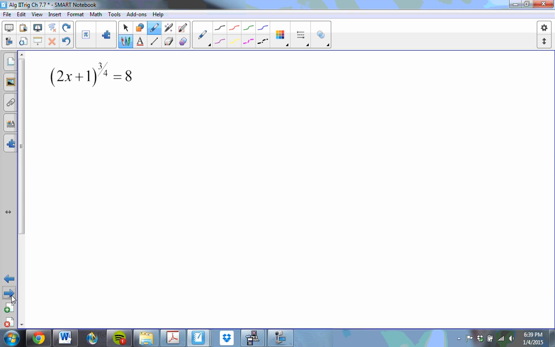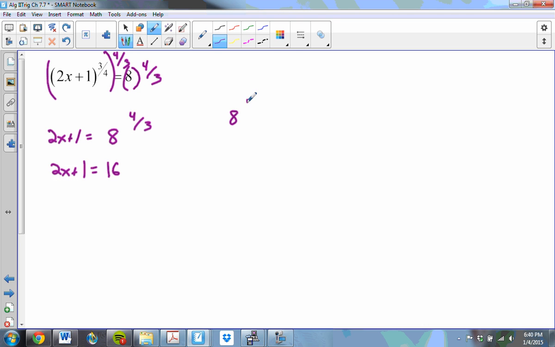If I want to solve this one, first thing I would do is take both sides to the 4/3, because 3/4 times 4/3 is going to cause those things to cancel. So I'd have 2x plus 1 equals 8 to the 4/3. If you want to take a second and try to figure that out in your head, that is worthwhile. What is 8 to the 4/3? It's actually 16, because 8 to the 1/3 equals 2, and then 2 to the 4th equals 16.